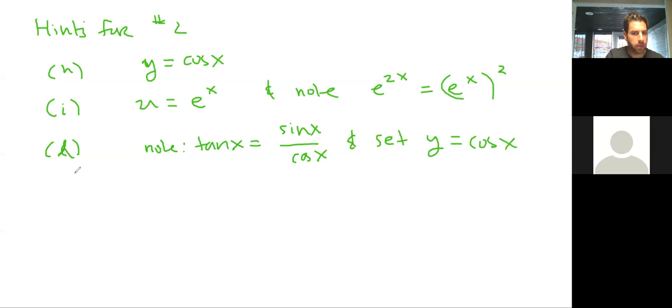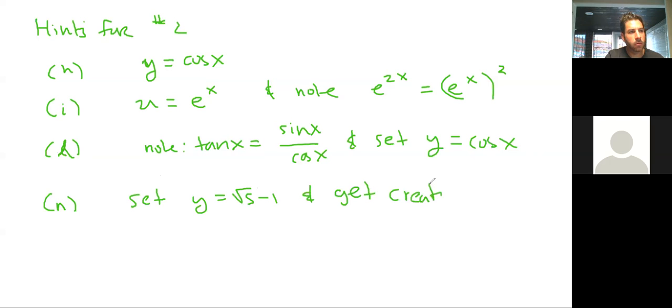N is the last one I'll give you a hint on. N is tricky. So what I would tell you to do is set y equal to the square root of s minus 1 and get creative. Whatever that means.